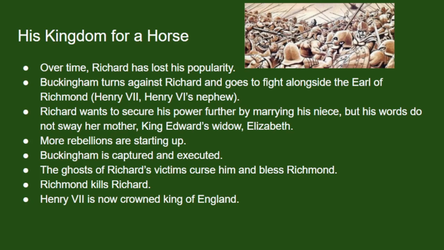Now, Richmond is the nephew of Henry VI. So yeah, he would love to avenge his uncle. Let's just say that. Meanwhile, Richard wishes to secure his power further, so he has his wife Lady Anne killed and intends to marry his niece.